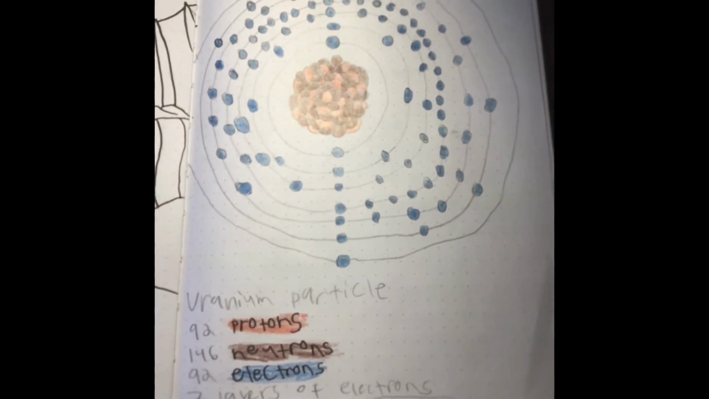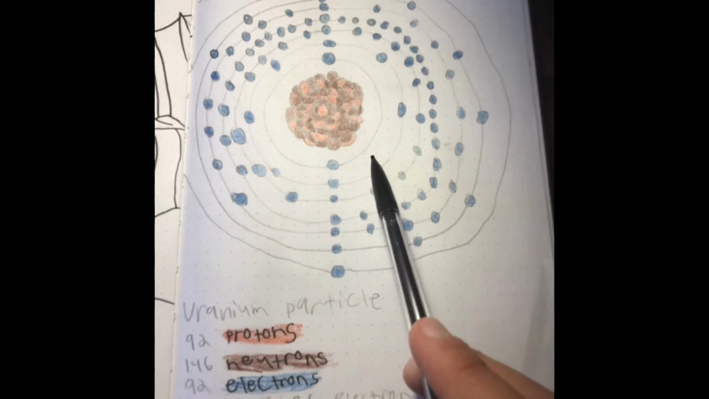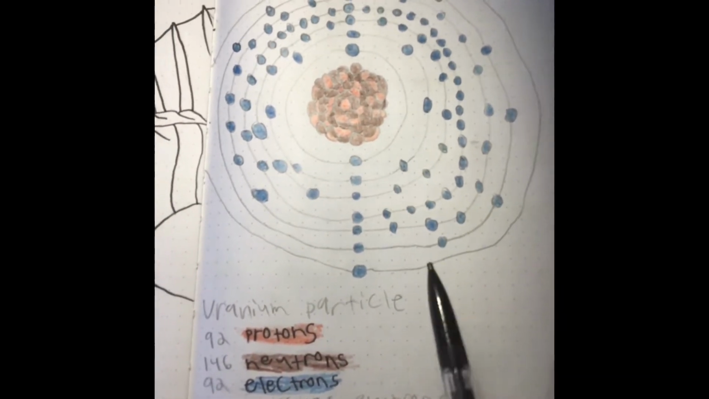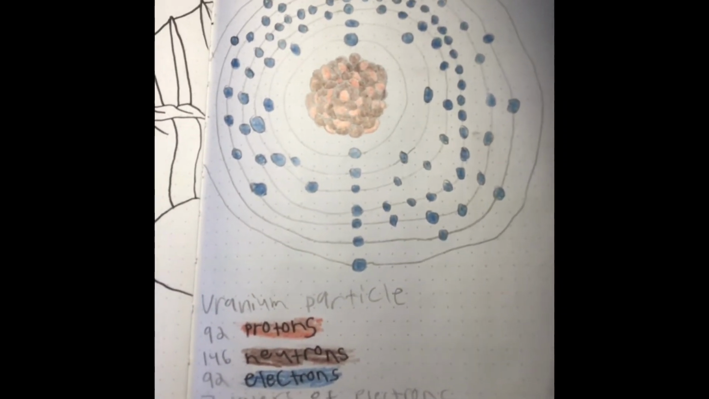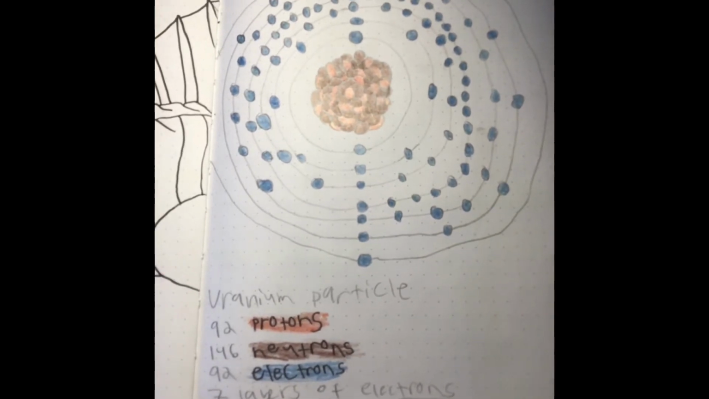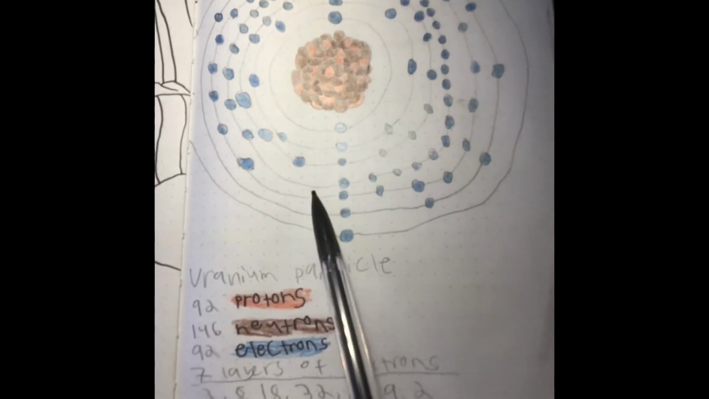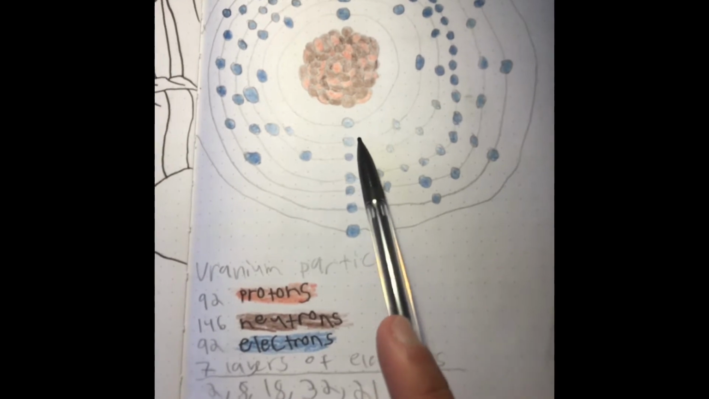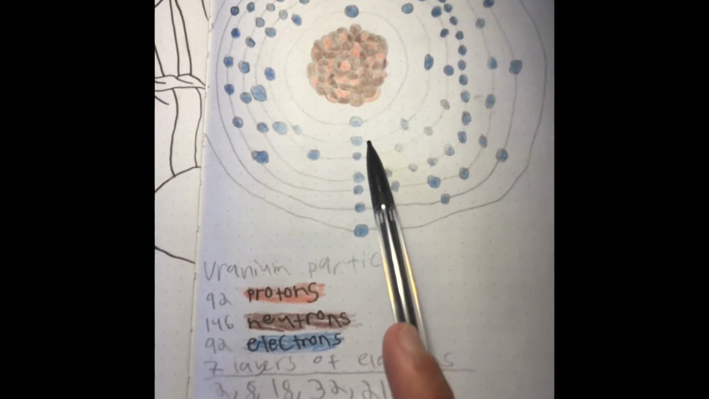It has 7 layers of electrons, which means that there are 7 orbiting layers, and each layer has its own number. So 2, 8, 18, 32, 21, 9, and 2, which means that layer 1 has 2, layer 2 has 8 electrons, and then so on.